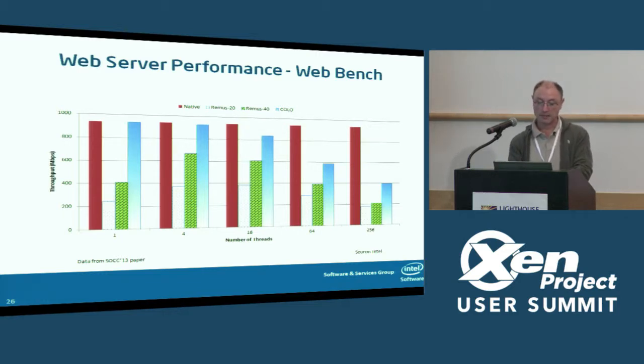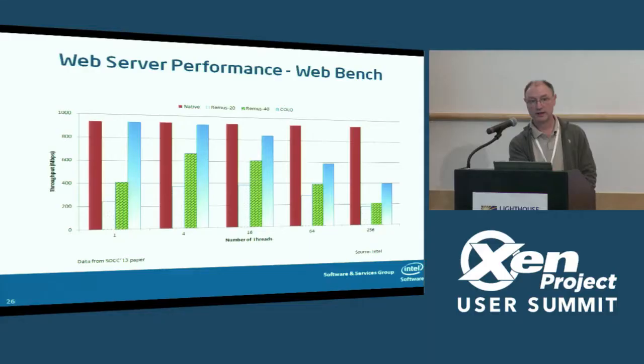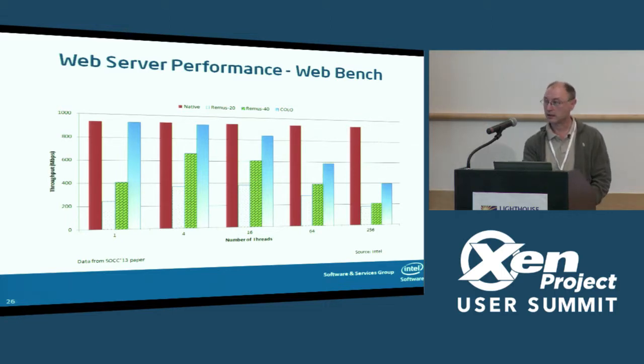Now, this is all in the paper, but here we're judging the performance by the throughput, and we look at several sets of data as we increase the client thread count as they're banging on the web server. Within each set, the first bar is the native performance. Then we've got the Remus performance at 20 millisecond epochs, 40 millisecond, and then the COLO performance.